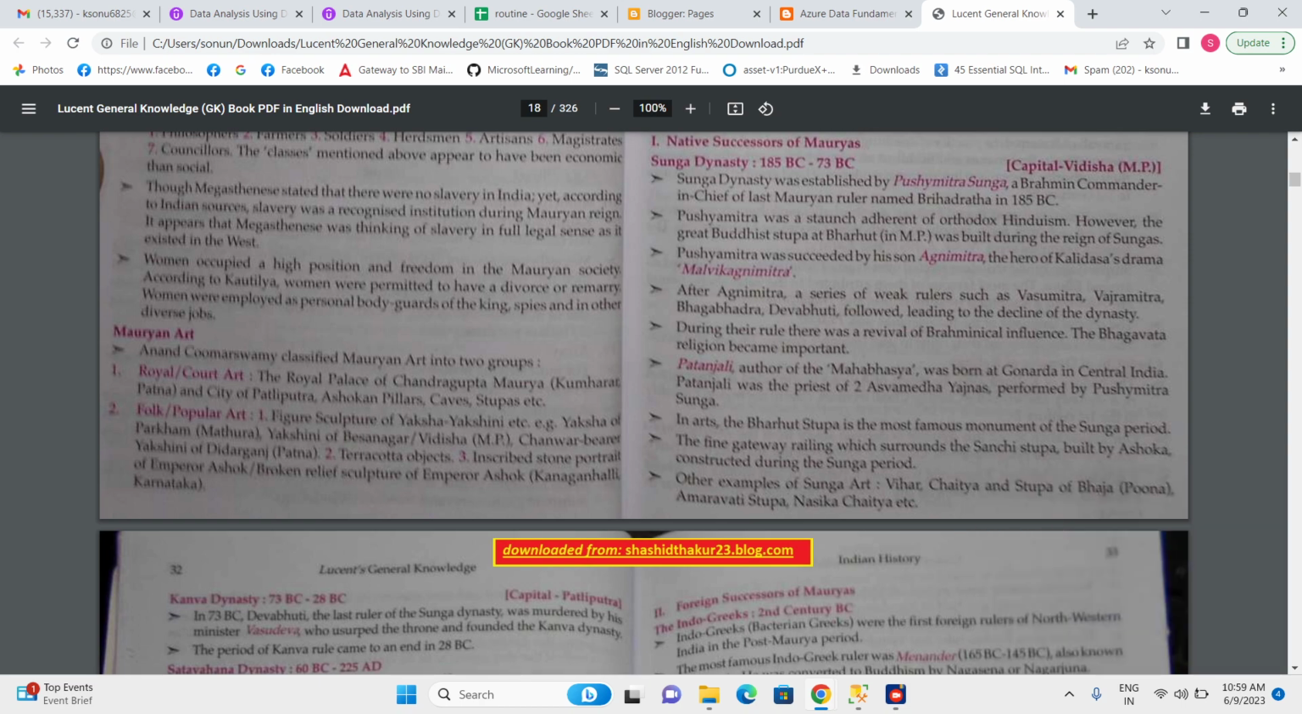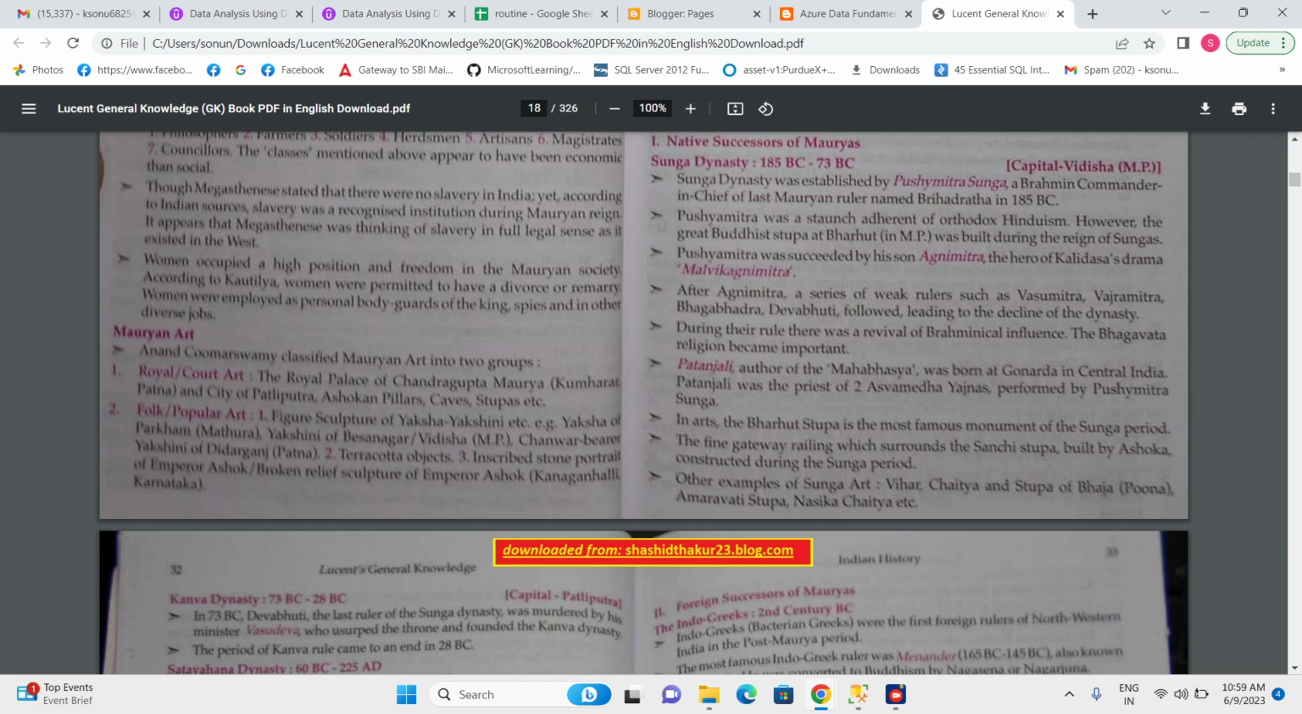Another important point is Pulumavi III. He was the last ruler of the Satavahana dynasty. So this is a very important point. First and last are both important. First, who was the founder of the Satavahana dynasty? Simuka was the founder, and Pulumavi III was the last ruler of the Satavahana dynasty.